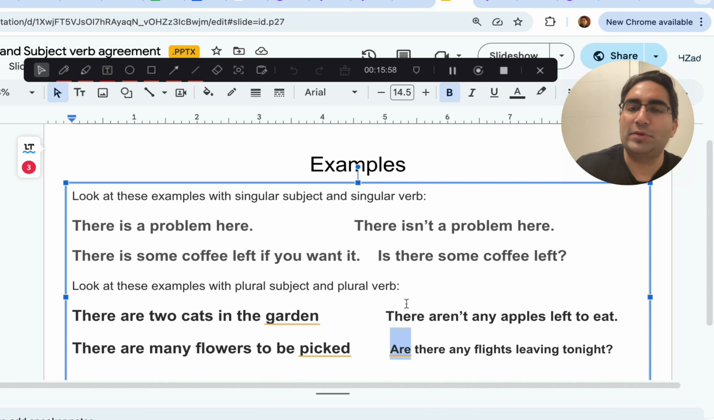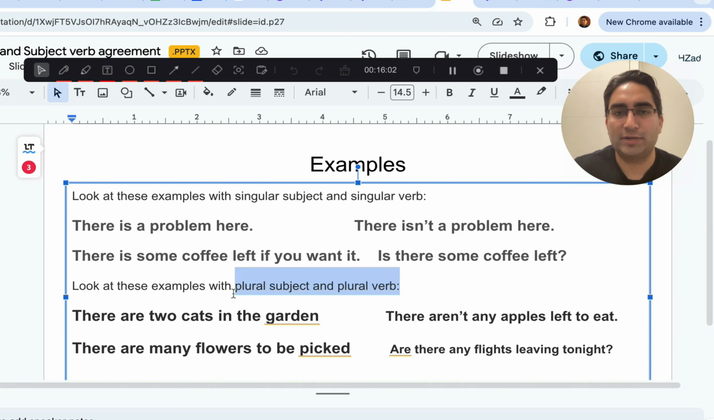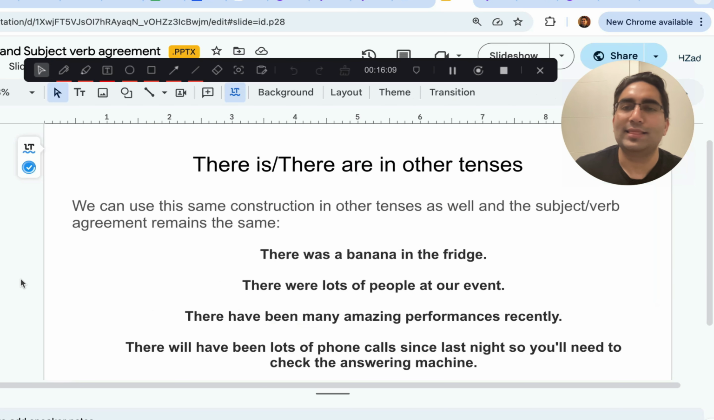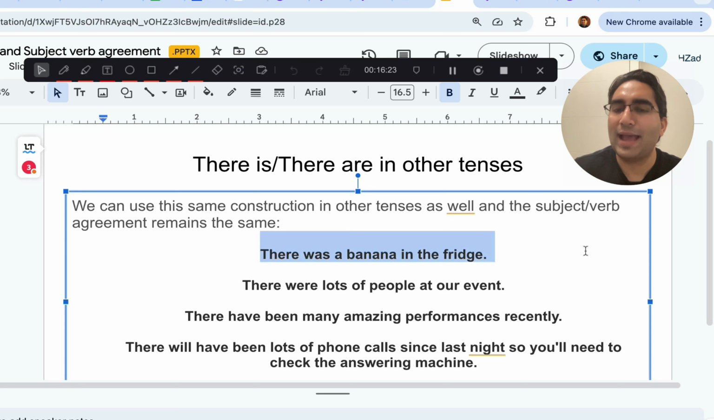Okay, so remember that key rule. It's simple. Plural subject goes with plural verb, and singular subject goes with singular verb. All right, with that understood, let's look at some more examples. When we look at there is and there are, understand that those are present tense usages. We use them in present tense. But what if we're talking in the past?